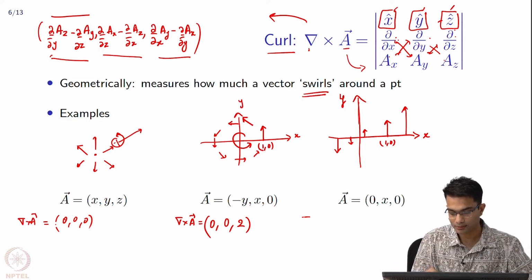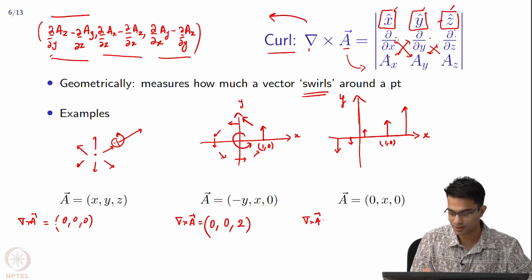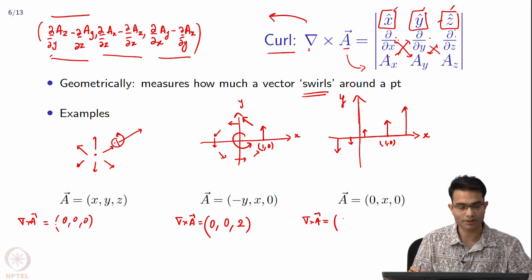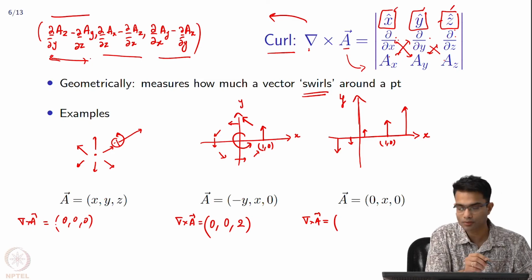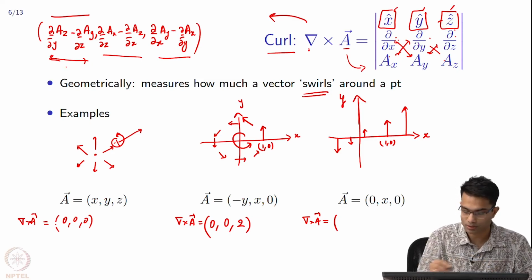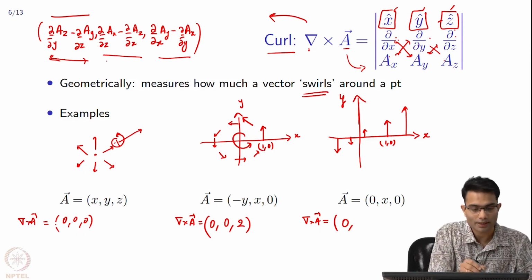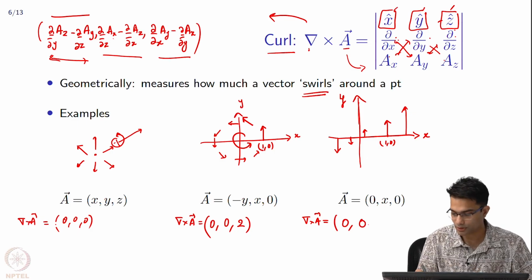So, let us again calculate. What is your intuitive idea? Does this swirl or does it not swirl? It does not swirl. Okay, let us see what the answer is. For the first component, Az is 0, and Ay is x, so this term is 0. Take the second term, Ax is 0, so this is 0, and Az is 0, so again I have a 0.